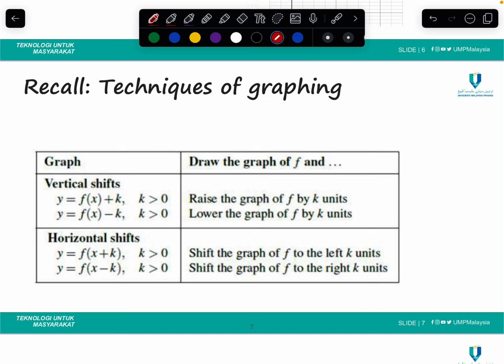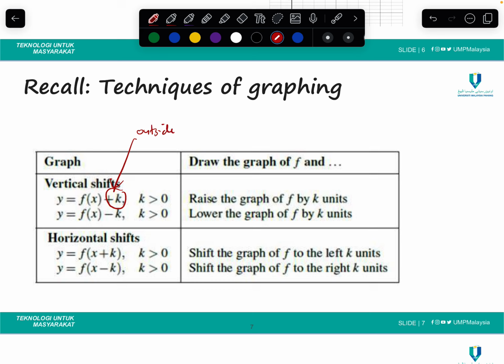Recall techniques of graphing. Remember, we have some guidelines for vertical shifting and horizontal shifting. We have discussed this in a previous chapter. Okay, now let's recall vertical shift. It happens when you have a constant outside of the function, for example plus k or minus k, where k is located outside of the function.